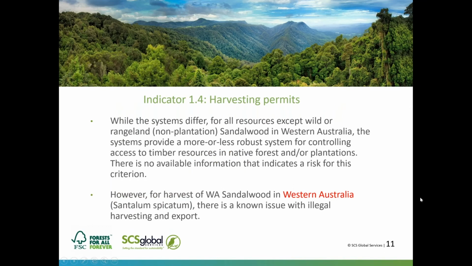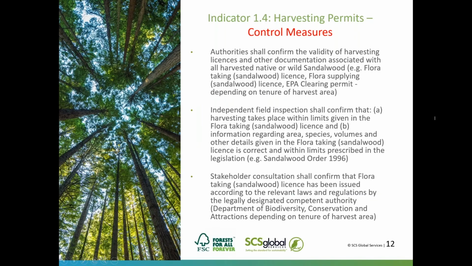1.4 for harvesting permits. And again, across the board, the NRA working group found this to be pretty good and low risk, with one exception being sandalwood from Western Australia. And if you want to read more about this, you can have a look in the NRA, but just briefly, there's been some issues with legality in WA with harvesting of sandalwood and export. And this has prompted the working group to give this a specified risk. And then again, we go on to the control measures.